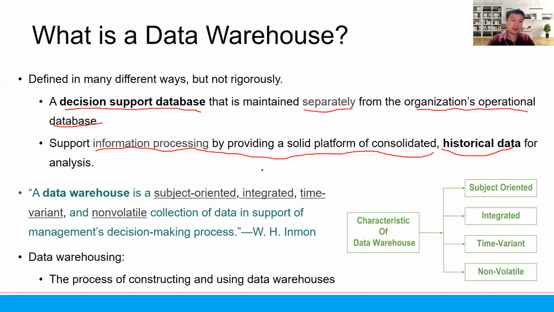So based on the definition, I can summarize that a data warehouse is a subject-oriented, integrated, time-variant, non-volatile collection of data in support of management's decision-making process. So there are four: subject-oriented, integrated, time-variant, and non-volatile. We are going to learn each of these.